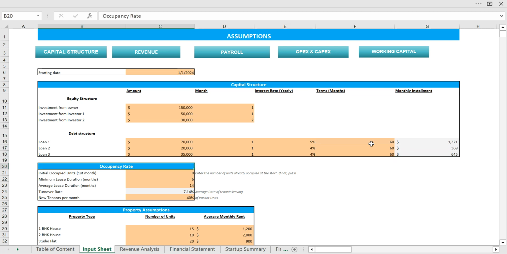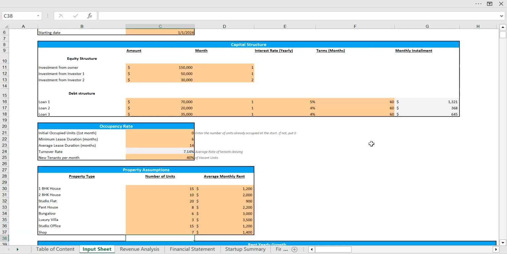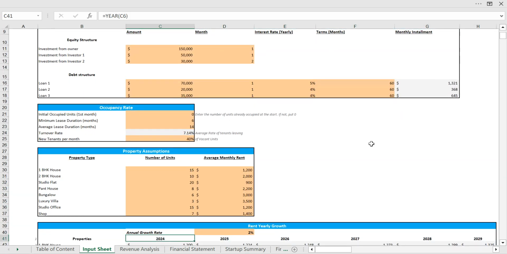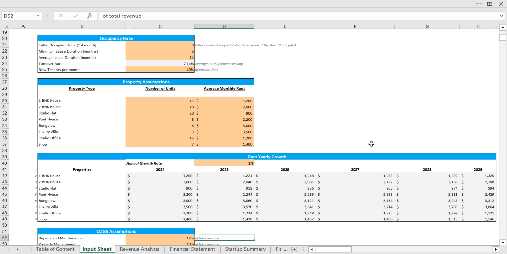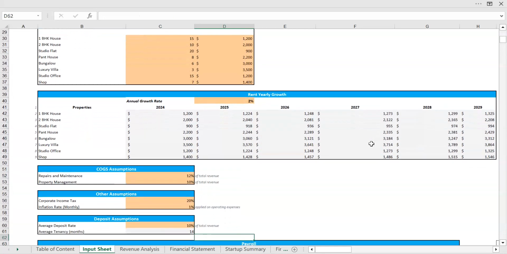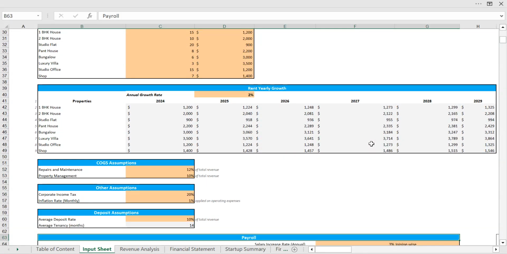Then we have the revenue assumptions starting from the occupancy rate. All these assumptions are to drive what on average will be the occupancy rate for every month. Then we have the property assumptions, what type of properties we have and what are the number of units for each property. You are going to list down the average monthly rate for each property. Then we show the growth in the rent. Then we have the COGS assumptions, that is the repairs and maintenance and property management.